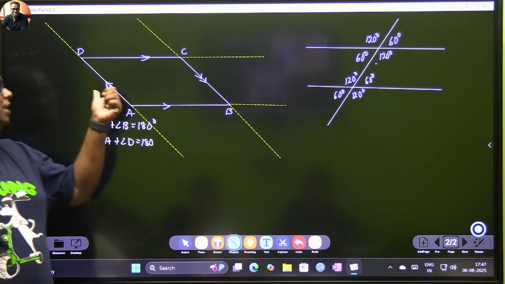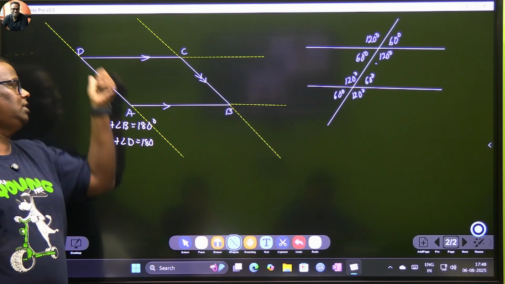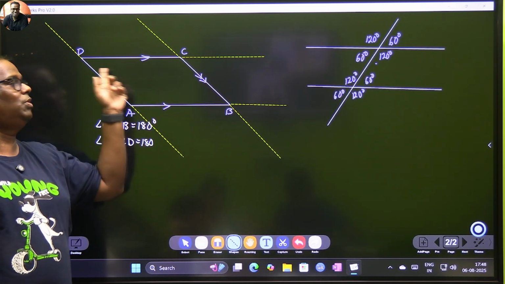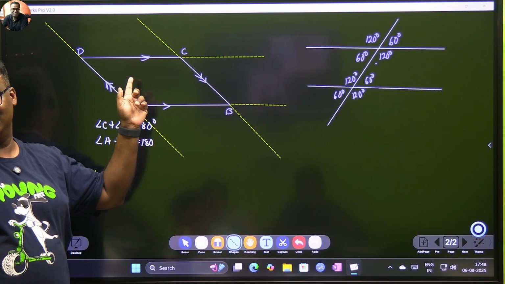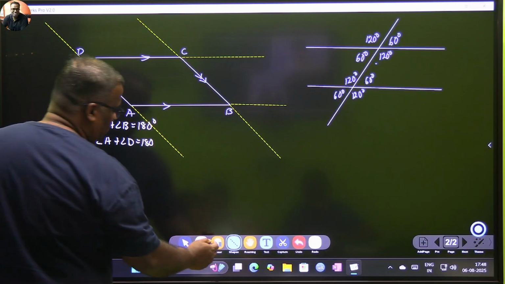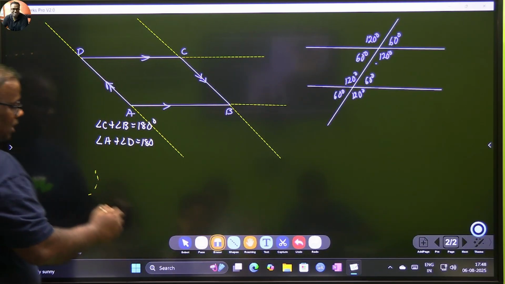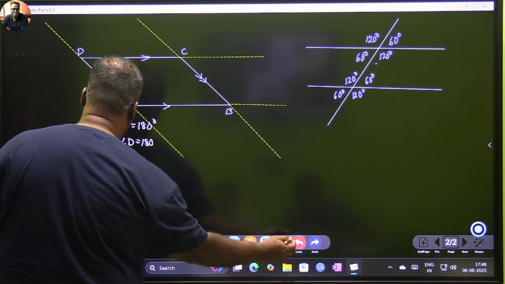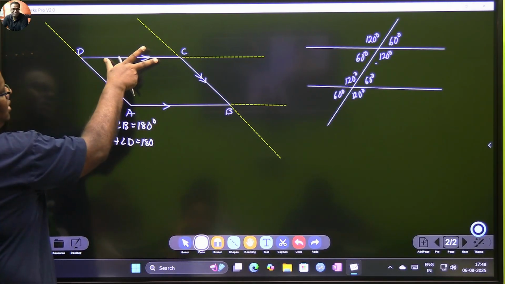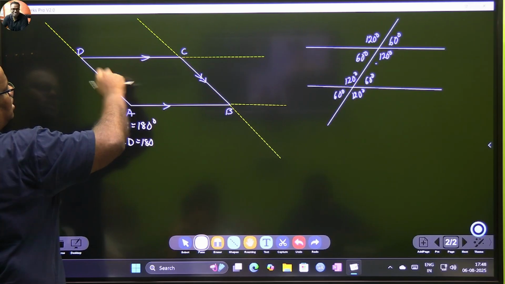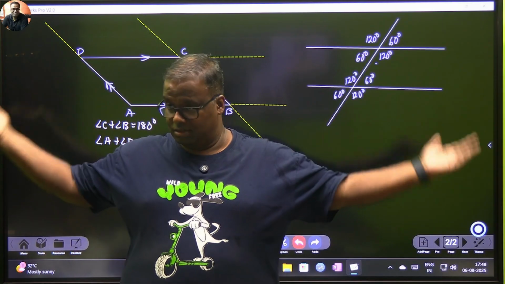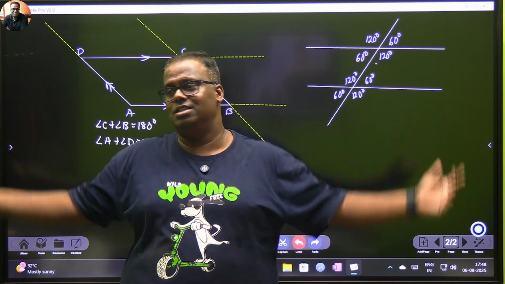And now if you consider AD parallel to this, then this one is the transversal. Then these two are co-interior angles. A plus D also becomes 180. So rather than writing so much, something that we can write would be that adjacent angles, these are all adjacent angles, right? D and A are adjacent angles. D and C are adjacent angles. This and this angle are adjacent angles.